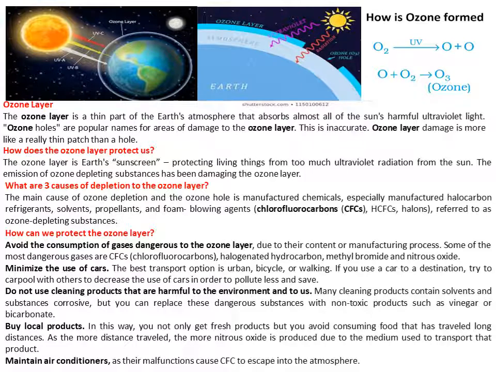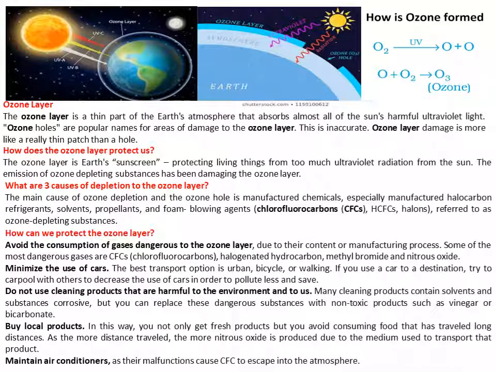Now, the next, ozone layer. How is ozone formed? Ozone, its molecular formula is O3, which means three oxygen atoms. Look at here, O2, with ultraviolet ray, splits into O plus O. One mono oxygen, meaning a single oxygen atom, reacts with O2, and it will form O3, ozone.